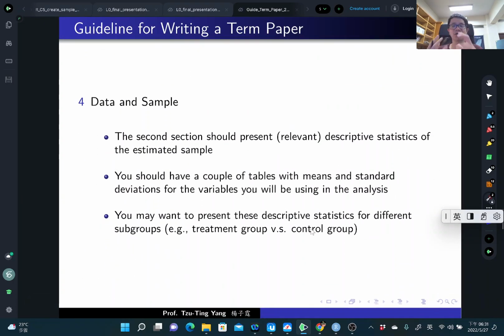And the second part of the data and sample is to describe your estimation sample. You get the data, but you do not use all of it, not all the individuals or all the firms in your data. You might select some sample. So you need to discuss how you select your sample and also present some summary statistics about the sample you want to use for estimation. Make a table with the means or standard errors of each variable you want to use for your analysis. You can also present the summary statistics by different subgroups, for example, the treatment group and the control group. So that's the data and sample part, two parts. The first part is about data, the second part is about your estimation sample.